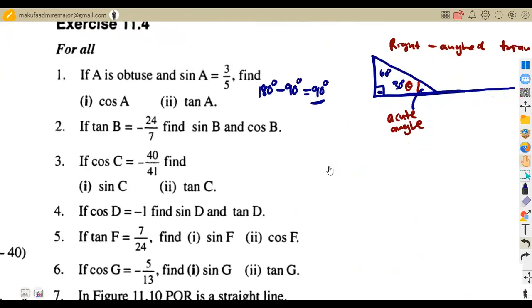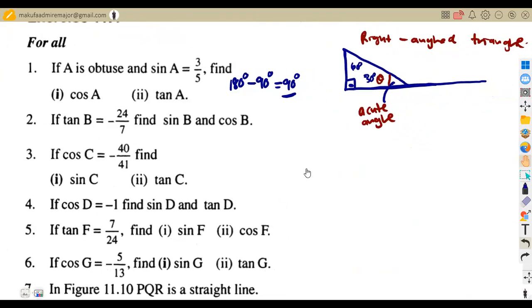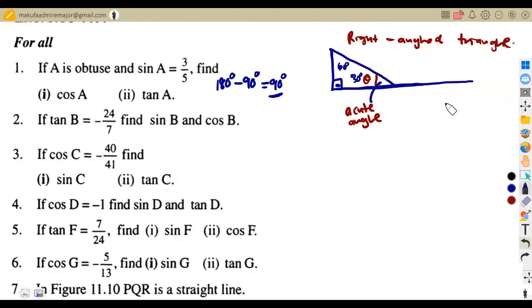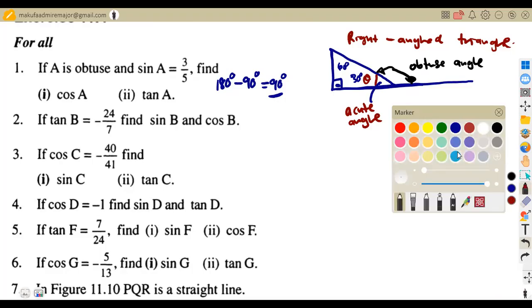Let me extend here so that you see me properly. The remaining angle, the one outside of the shape, becomes our obtuse angle because they both are on a straight line. So this becomes our obtuse angle. That is the relationship.